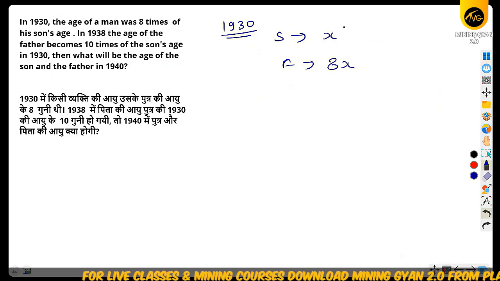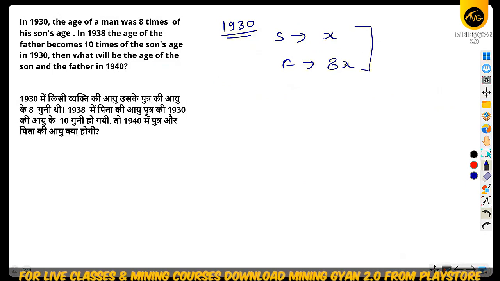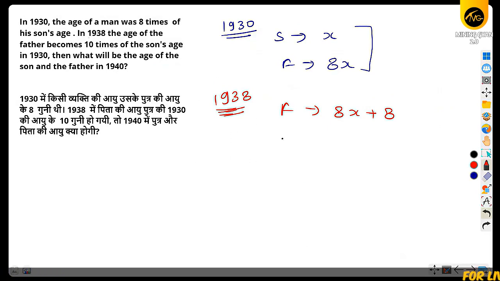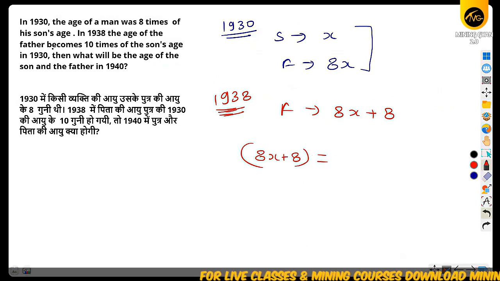Now in 1938 the age of the father becomes 10 times of the son's age in 1930. So the logic will be in case of the year 1930. So that means in 1938 the father's age will be 8x plus 8, because it's a condition of 1938. So father's age will be 8x plus 8 in 1938. Now what will be the logic? The logic will be the father's age, that is 8x plus 8, is equal to, in 1938 the age of father becomes 10 times of the son's age in 1930.